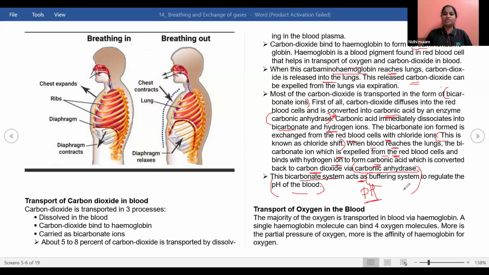Okay, this is about transportation of carbon dioxide. Now we will stop here. Now we will discuss some questions. Then again I will explain transport of oxygen. Fine. So let us proceed with the first question of today.